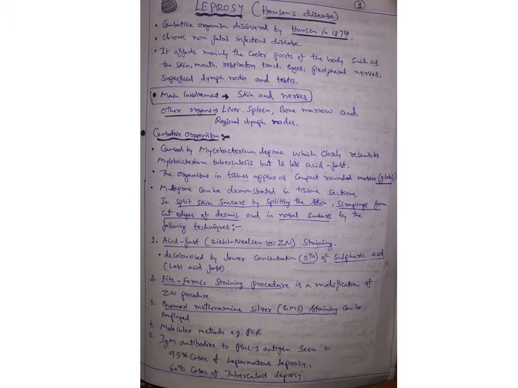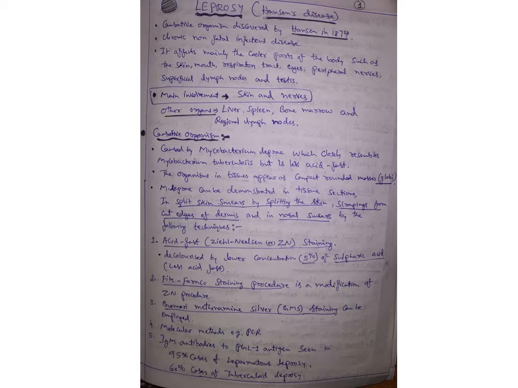Mycobacterium leprae can be demonstrated in tissue sections, in slit skin smears by scraping the skin from cut edges of dermis, and in nasal smears by the following techniques. First, the acid fast staining technique, also called the Ziehl-Neelsen staining technique. Here, it is decolorized by a lower concentration, 5% sulfuric acid. In this lower concentration of sulfuric acid, the microorganisms lose their color. That is called less acid fast, 5% sulfuric acid solution.